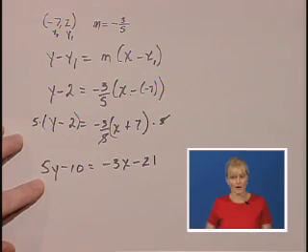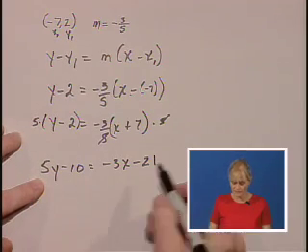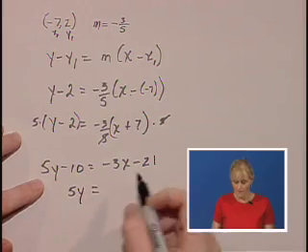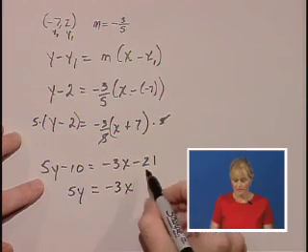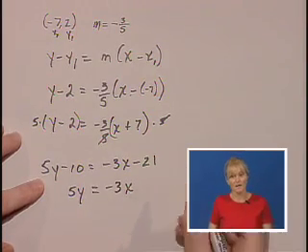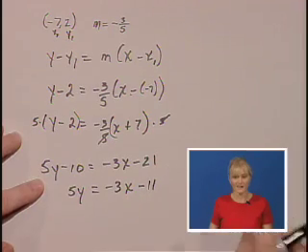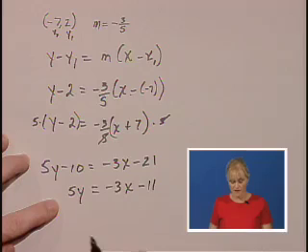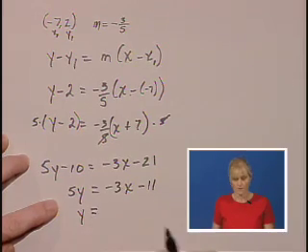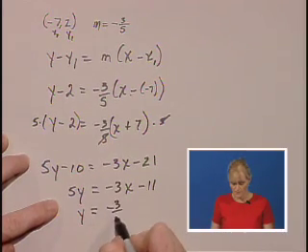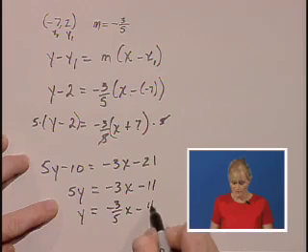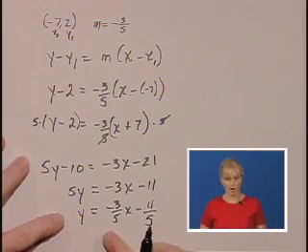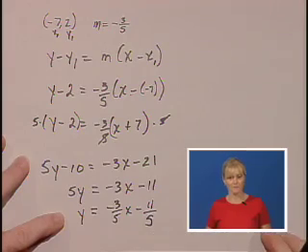Now let's isolate y on the left-hand side. We'll add 10 to both sides. 5y is negative 3x. Negative 21 plus 10 is negative 11. And our last step is to divide through by 5. y is equal to negative 3/5 x minus 11/5. We now have this in part A, slope-intercept form.